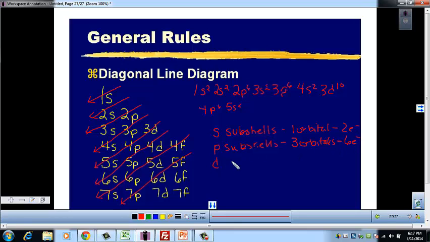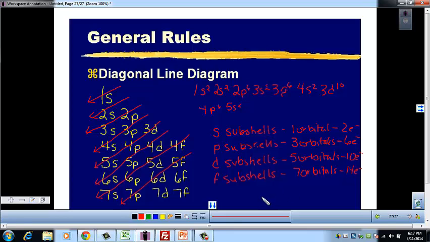The D subshells, those have 5 orbitals, and I would write this down. So each orbital holds 2, so that gives you a total of 10 electrons. And then F subshells, are you seeing the pattern here? I'm hoping that you guessed that this would be 7 orbitals, and that would hold 14 electrons.